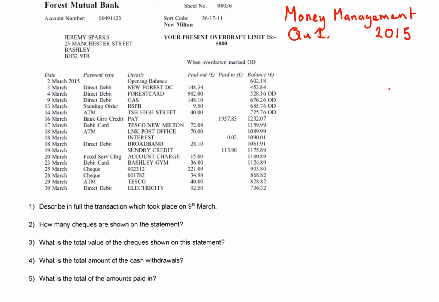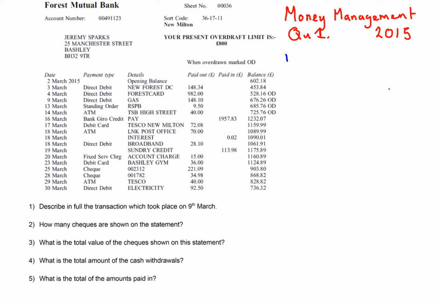Right, let's look at question number 1. So this says, describe in full the transaction which took place on the 9th of March. So we look on our date column, look for the 9th of March, and it's always a good idea to put a ruler across here to make sure that you're reading the right line. So on the 9th of March, what transaction took place? Now, in this question, you have to make sure that you explain this in full.